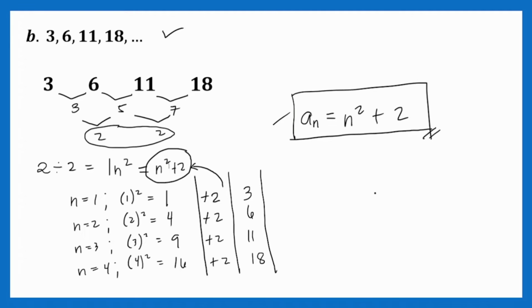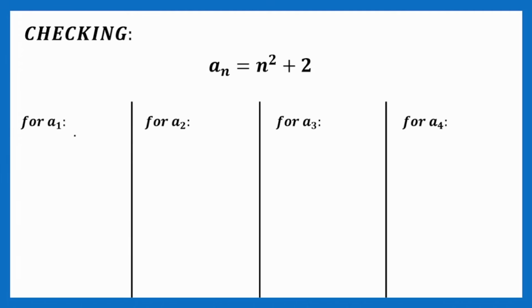So, checking tayo baka kasi require ni teacher. So, for checking, of course, gagamitin natin ito. Solve for a sub 1 to a sub 4 kasi apat naman yung terms. Now, kapag a sub 1 palitan ng 1, kapag a sub 2 palitan ng 2, kapag a sub 3 palitan ng 3, kapag a sub 4 palitan ng 4. Let's do that. Lahat ng n magiging 1.